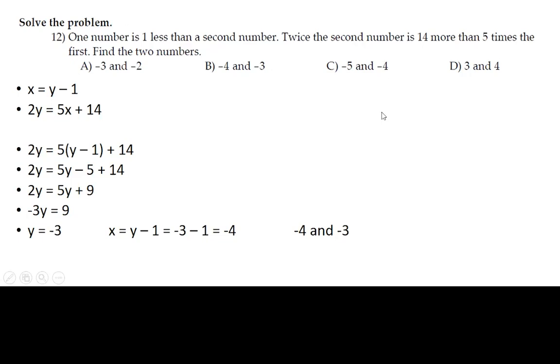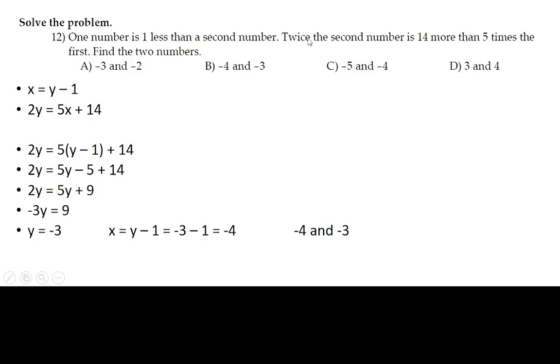Number 12, solve the problem. One number is 1 less than a second number. Twice the second number is 14 more than 5 times the first. Find the two numbers. So here, let's let x be the first number and y be the second number. That would mean that x is 1 less than y. X is y minus 1. That's our first equation.